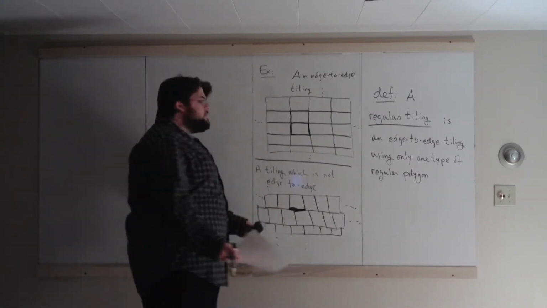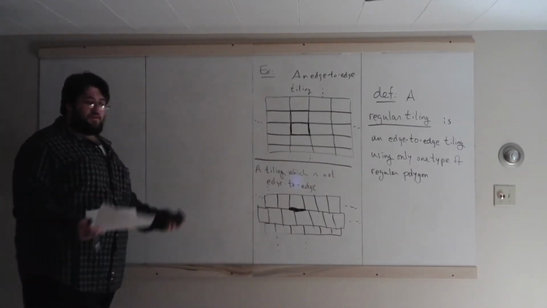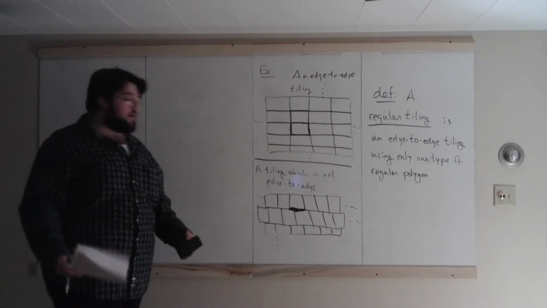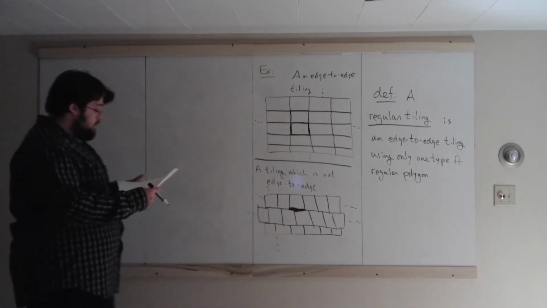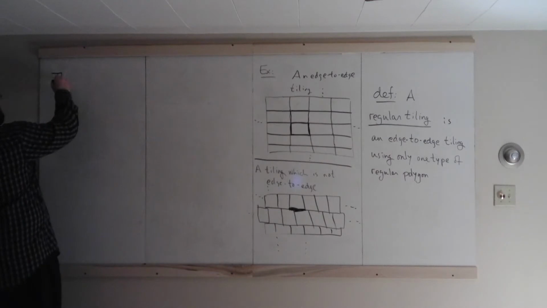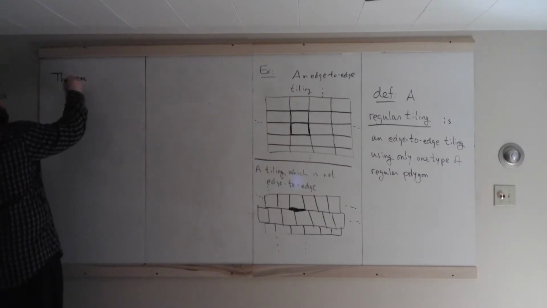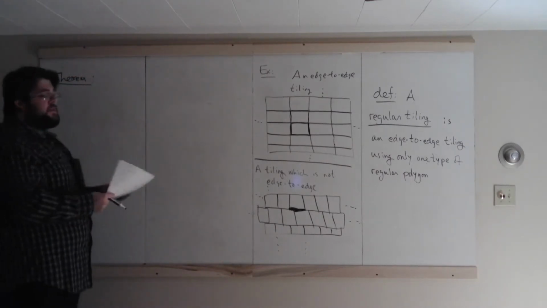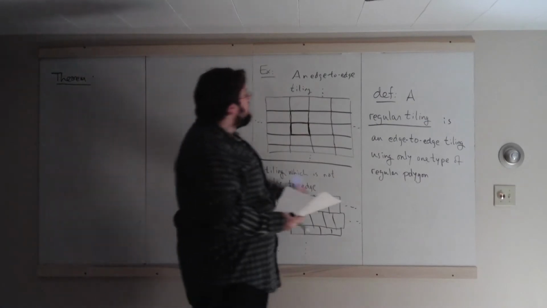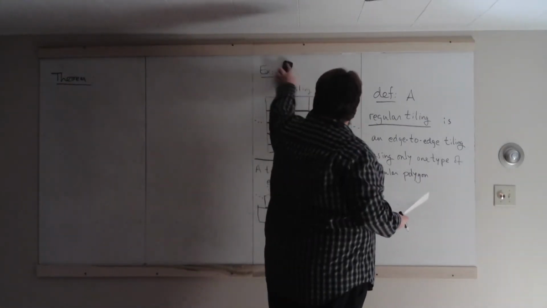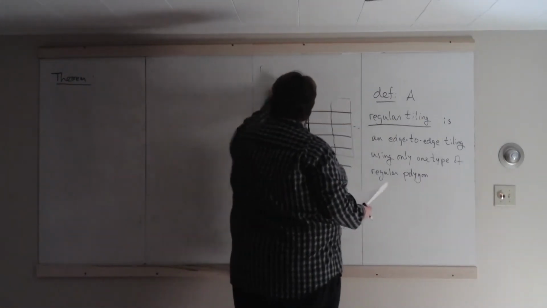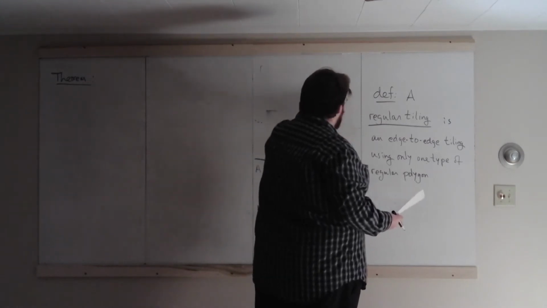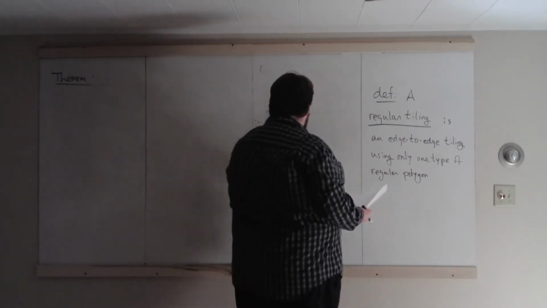And we can actually jump straight into a theorem, and we will actually prove this theorem. So theorem. Remember, a tiling fills in the infinite plane. A regular tiling fills in the infinite plane with the same exact shape, and all the edges match up nicely.